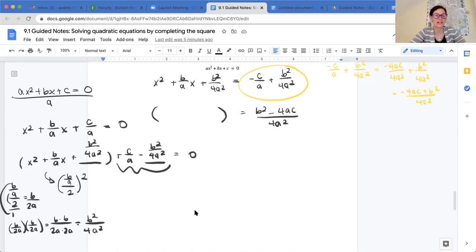So we are going to need to have x plus or minus, I guess, but since we have a plus and a plus, we know we're going to have x plus something, and then x plus that same something, right? So what times itself is going to equal b squared over 4a squared? And the answer is going to be b over 2a. So we're going to have x plus b over 2a quantity squared equals b squared minus 4ac all over 4a squared. Okay, so here we have factored.